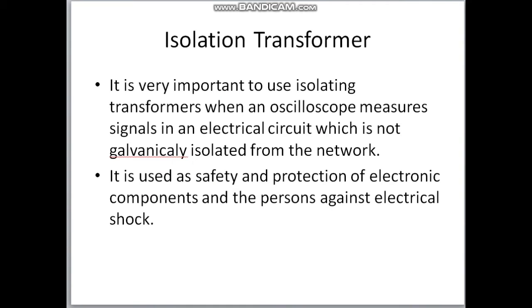For the isolation transformer, it is very important to use isolating transformers when an oscilloscope measures signals in an electric circuit which is not galvanically isolated from the network. It is used as safety and protection of electronic components and persons against electric shock.